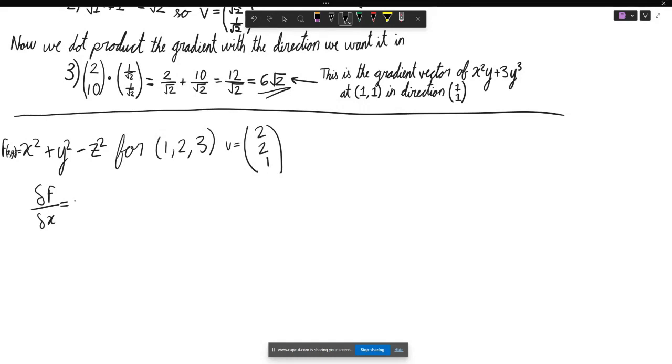So can anyone tell me what's the partial derivative that they got for this delta f over delta x? A reminder is that this is where we only treat x as the variable and everything else is a constant. So what is the partial derivative here? Anyone got it? Kevin, perhaps?